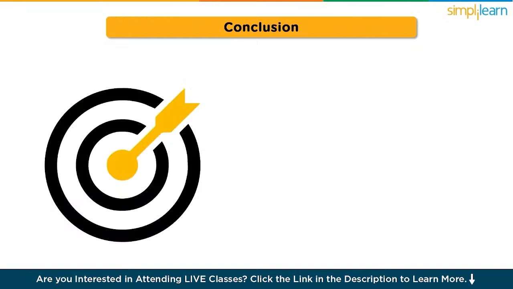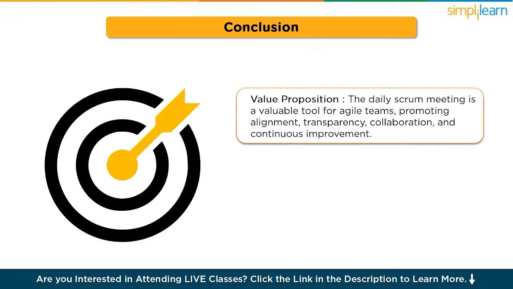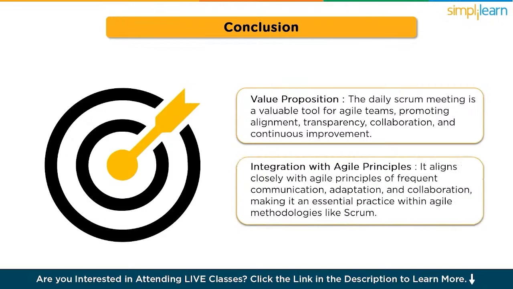Let's conclude this video. Conclusion. Value proposition. The daily Scrum meeting is a valuable tool for Agile teams promoting alignment, transparency, collaboration, and continuous improvement. Integration with Agile Principles. It aligns closely with Agile principles of frequent communication, adaptation, and collaboration, making it an essential practice within Agile methodologies like Scrum. By incorporating these, teams can gain a comprehensive understanding of the purpose, benefits, execution, and continuous improvement aspects of the daily Scrum meeting within the Agile development framework.